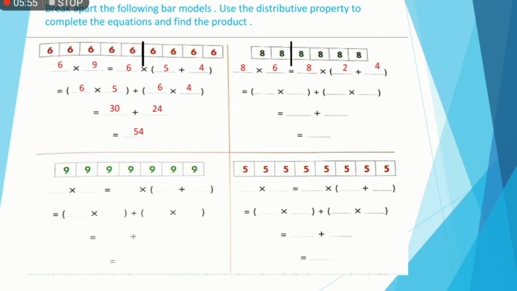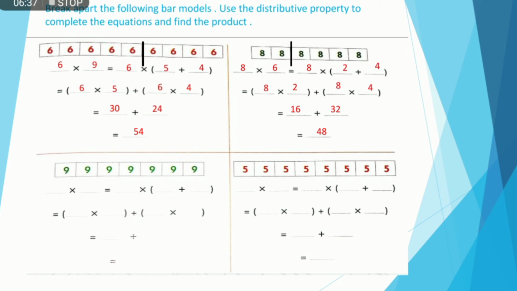Use the distributive property now. The distributive now will be 8 times 2 and 8 times 4. 8 times 2 equals 16. 8 times 4 equals 32. Let's make the plus. 6 plus 2 equals 8. 3 plus 1 equals 4. The answer will be 48. Yes, 6 times 8 equals 48.